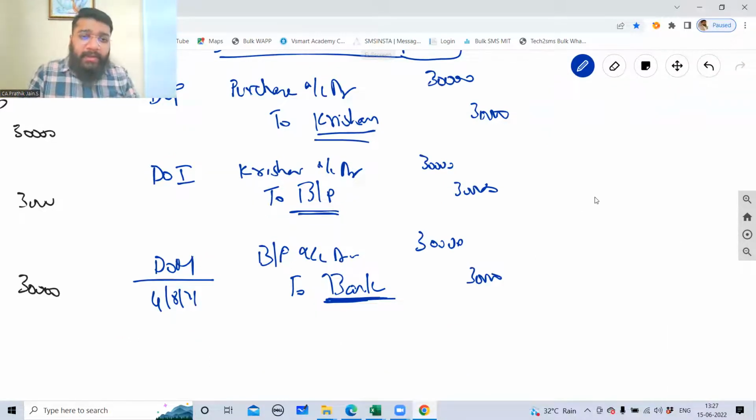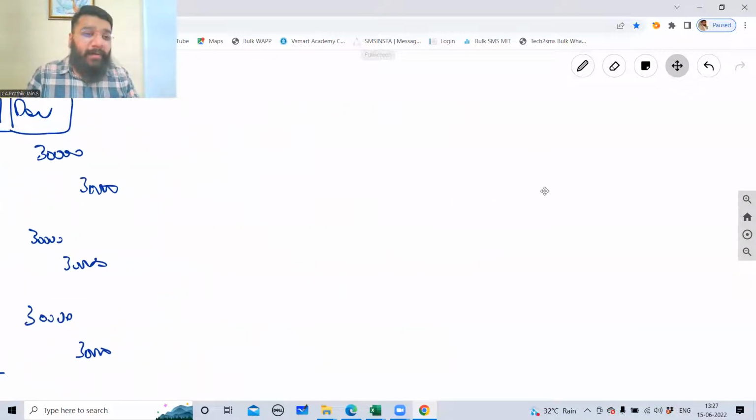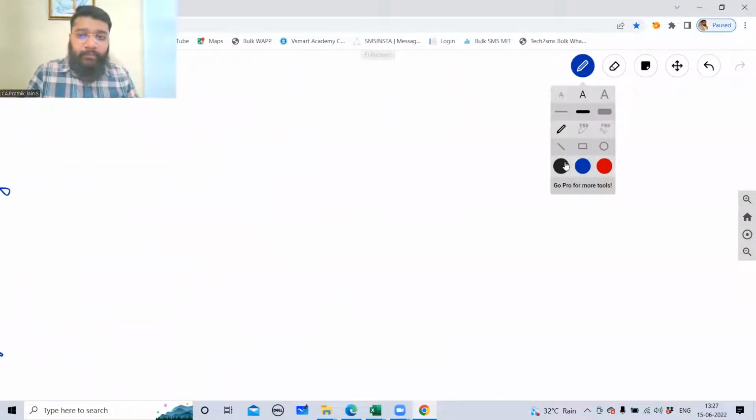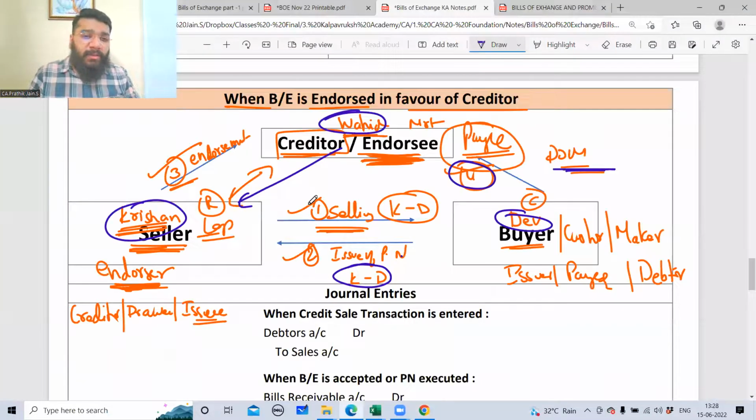Right? So I've recorded this entry in the books of Dev. Now we'll record the entries in books of Wahid. Guys, the first transaction is happening between Krishan and Dev. Will Wahid record this entry? No. Second transaction is again happening between Krishan and Dev. This also Wahid will not record.